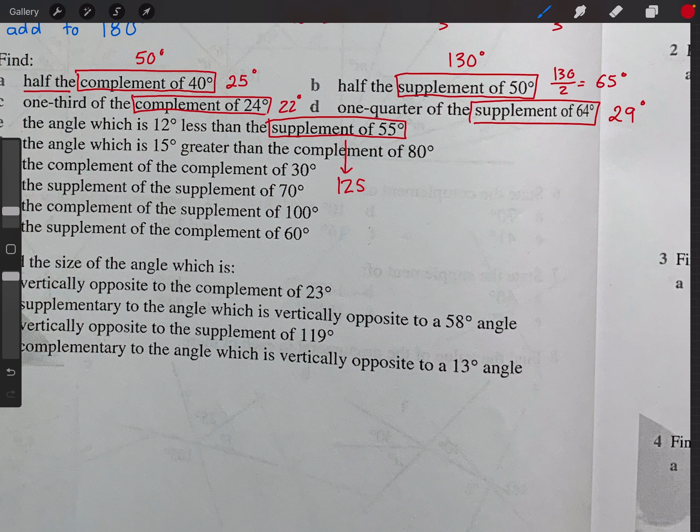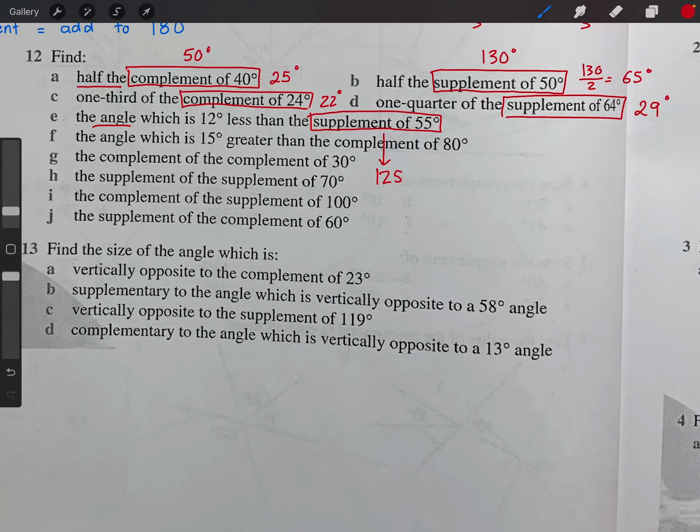Yes, 125 degrees. And then it says the angle which is 12 degrees less. So we have to find 12 degrees less than this. So it'll be 125, take away 12, and that'll give you 113 degrees. So the answer to this question, E, is 113 degrees.